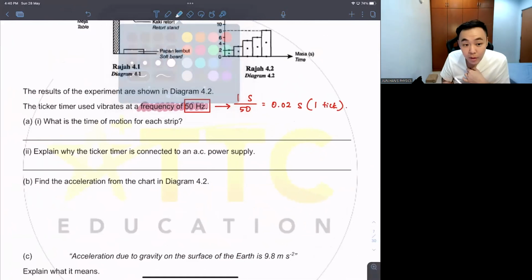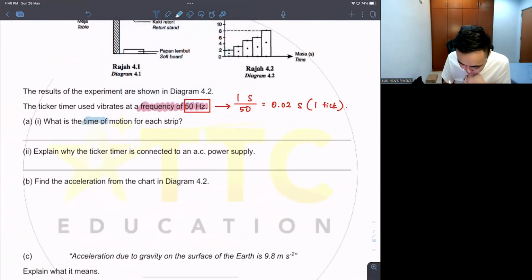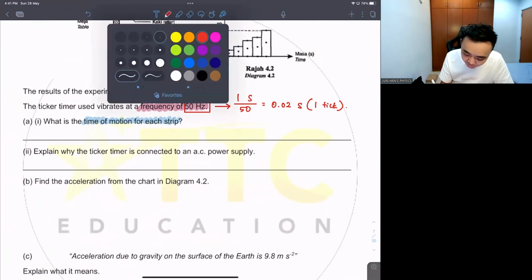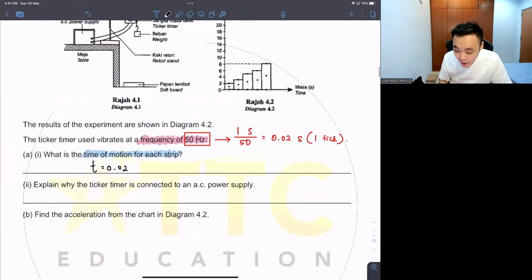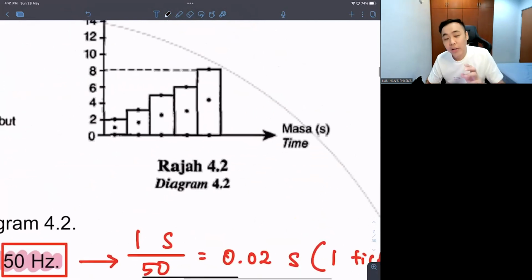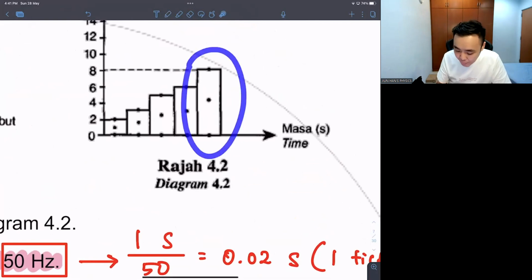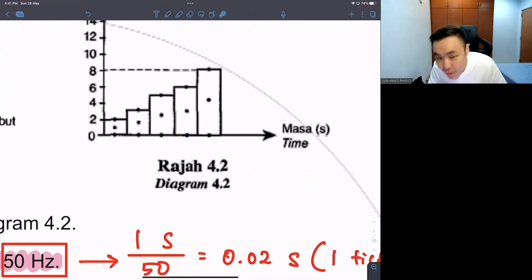Part A, what do they ask you? What is the time of motion for each strip? Strip means one of them. Now, can I say the time equals 0.02? You look at the diagram. Does it look like 1 tick there to you? How many ticks do we have? No. They say each strip. One is enough. You look at this. You tell me how many ticks we have. Listen to my question. How many ticks do we have?